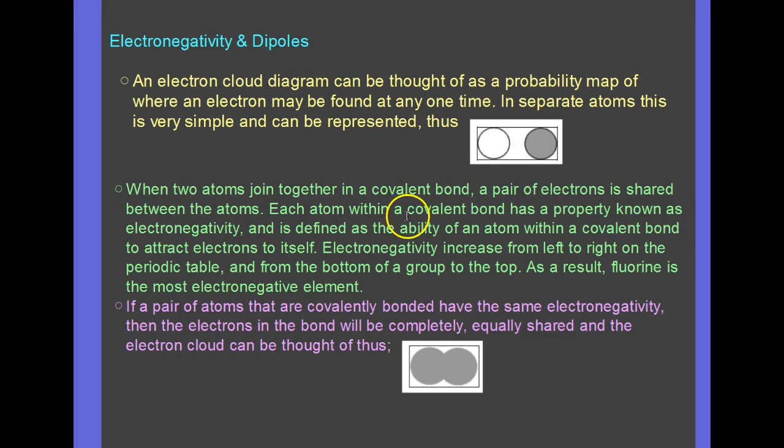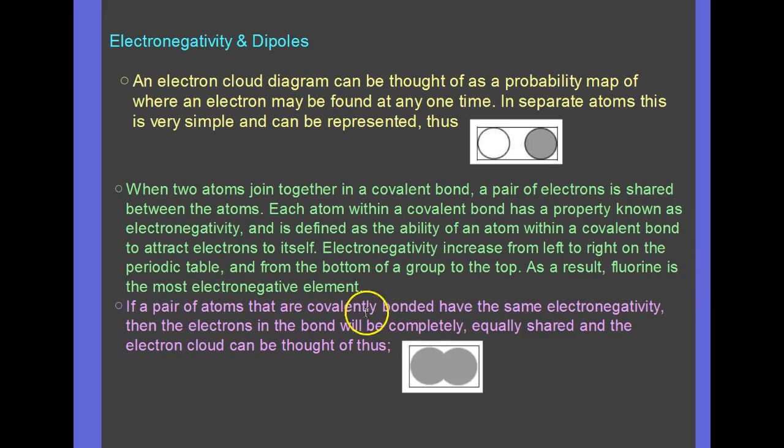Each atom within a covalent bond has a property known as electronegativity and is defined as the ability of an atom within a covalent bond to attract electrons to itself. Electronegativity increases from left to right on the periodic table in a particular row and from the bottom of a group to the top. As a result, fluorine is the most electronegative element.